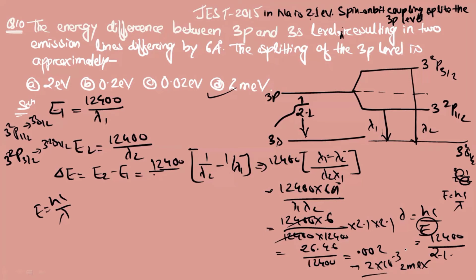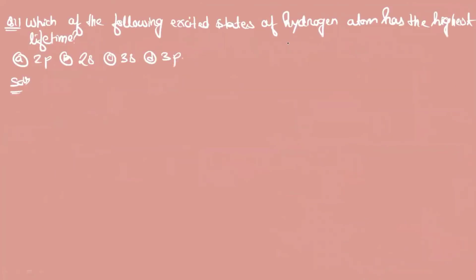Clear? Now let's see the next question. Here it is said, which of the following excited states of hydrogen atom has the highest lifetime? 2p, 2s, 3s, and 3p. So here, 2s, you know, is a metastable state. We know metastable states are the states which have the highest lifetime compared to ordinary states. If you see 2p and 3p, these are ordinary states.